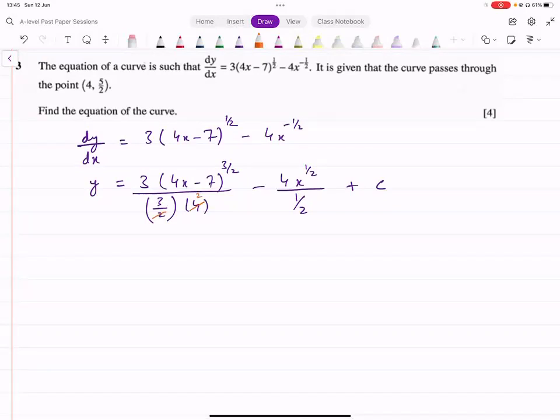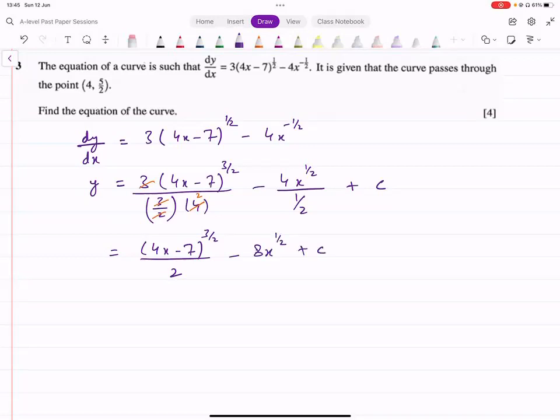4 and 2 get cancelled. That gives us 2. This 2 here can go to the numerator and get multiplied by 4. So we've got 3. In fact, we can do one more cancellation here. This 3 and this 3, they can also get cancelled. So what do we have here? We've got (4x minus 7) whole raised to power 3 over 2 divided by 2, minus 8x raised to power 1 over 2, plus c.